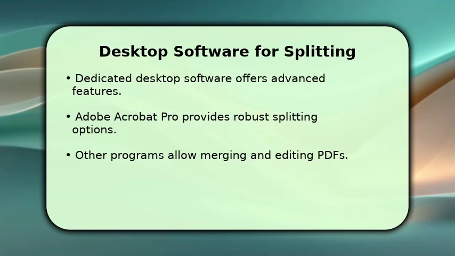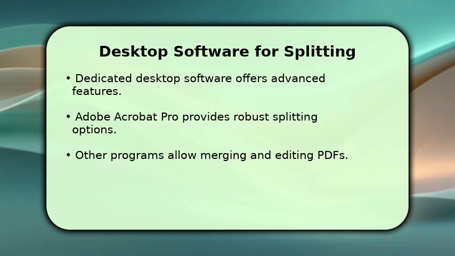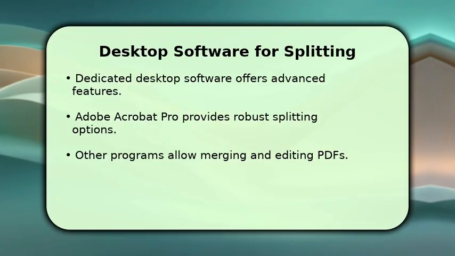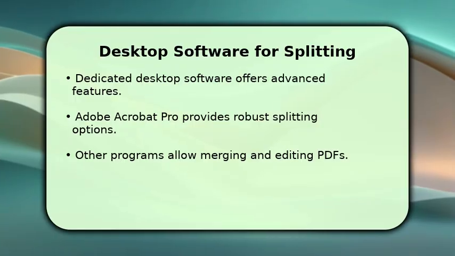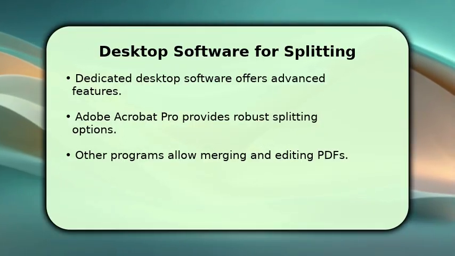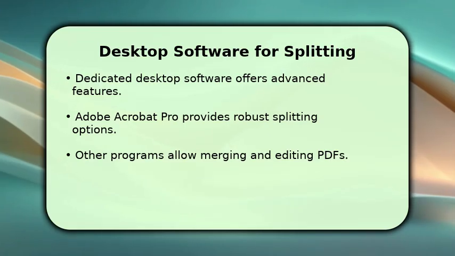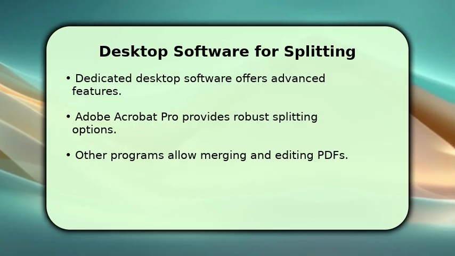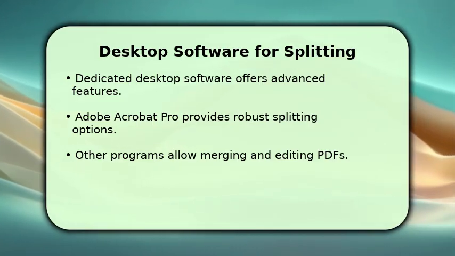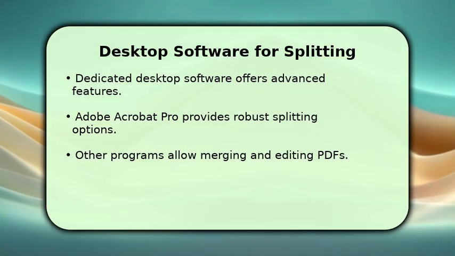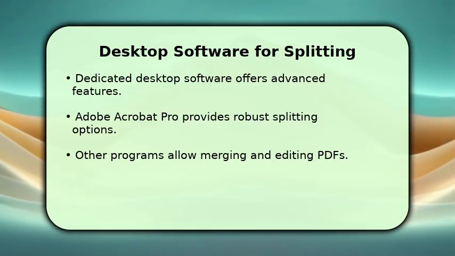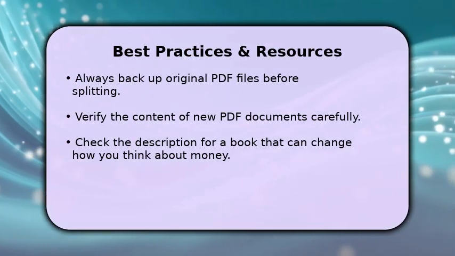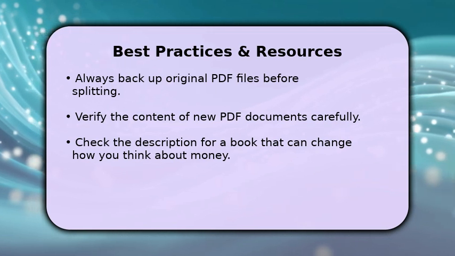For more control and advanced features, desktop software is an excellent choice. Programs like Adobe Acrobat Pro offer comprehensive tools for managing PDFs, including powerful splitting capabilities. You can precisely define page ranges, split by file size, or even extract attachments. While some desktop solutions require a purchase, they often provide greater security and offline access, making them ideal for sensitive or frequent tasks. When separating PDF files, always remember to back up your original document before making any changes.